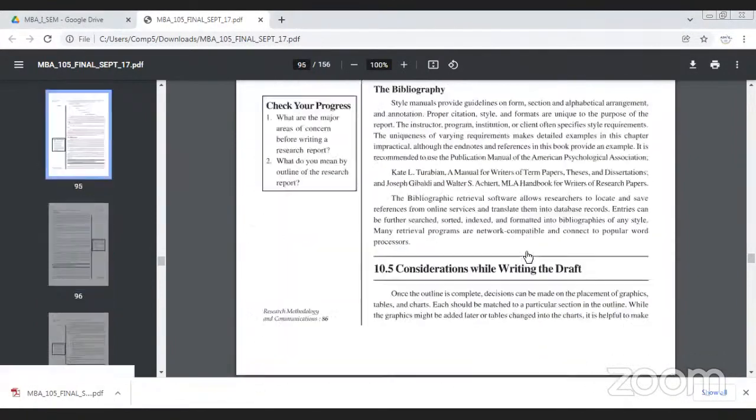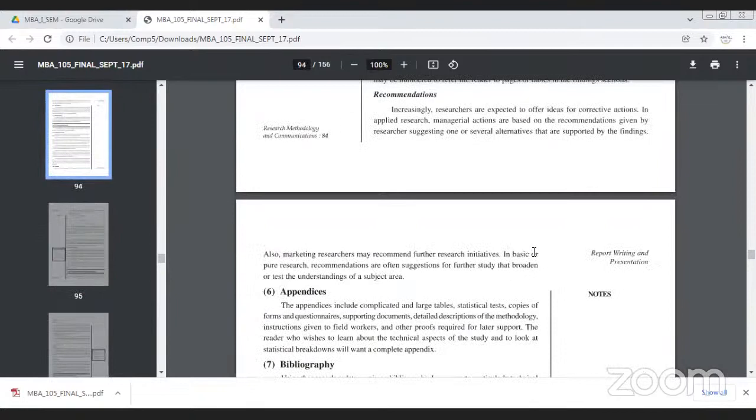The next section of the research methodology report writing, part of the technical panel.